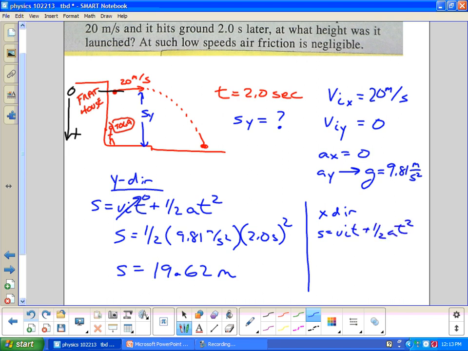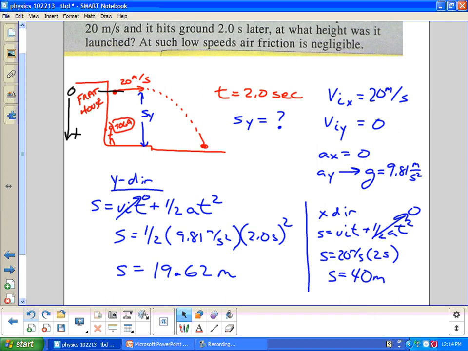But in the X direction, do we all agree acceleration is 0? So this goes to 0. So the S distance is just 20 meters per second times 2 seconds. Guess how far out it goes? 40 meters. This guy chucked an egg from 60 feet in the air, and he chucked it out 120 feet. This guy has to be Superman. You guys see this? So 40 meters, like that is a long ways.